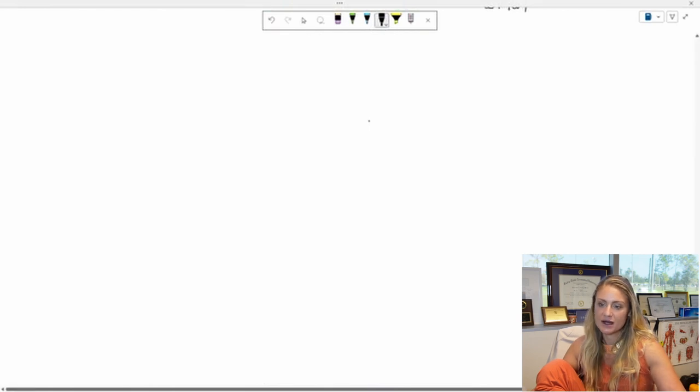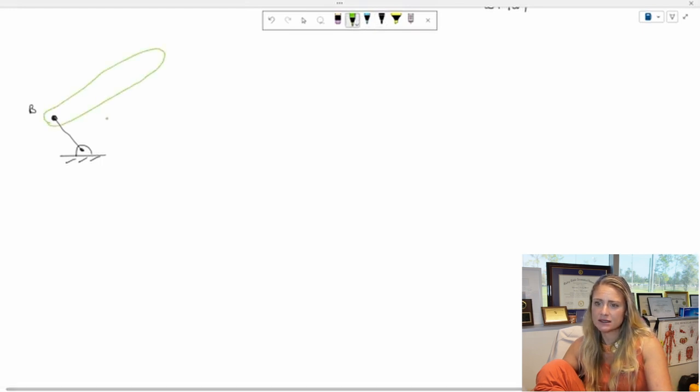Now let's build a mechanism that we can build this off of, right? We have some external pin here that goes to an external pin here. We'll label that B. And then B is also on some rigid body that has like a slot in it. This looks ridiculous. Looks like a pickle. Okay, so this is all one rigid body, okay?